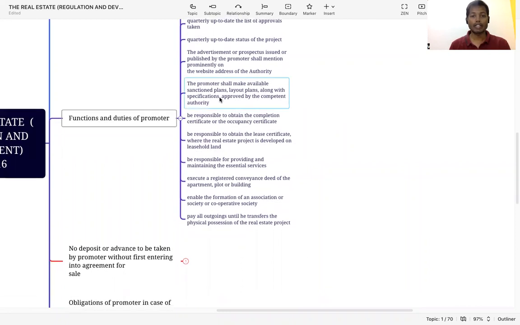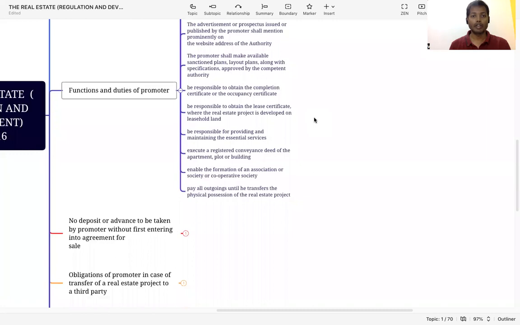Promoter shall make available the sanction plan, layout plan along with the specifications approved by the competent authority on the RERA website. This is also one of the duties of the promoter. Promoters are responsible for obtaining the completion certificate or the occupancy certificate. Friends, OC or completion certificate will be issued by the competent authority, and it's the duty of the promoter to take that OC and provide it to the buyer.